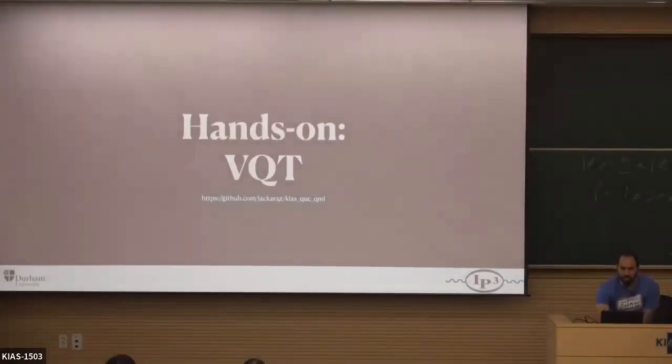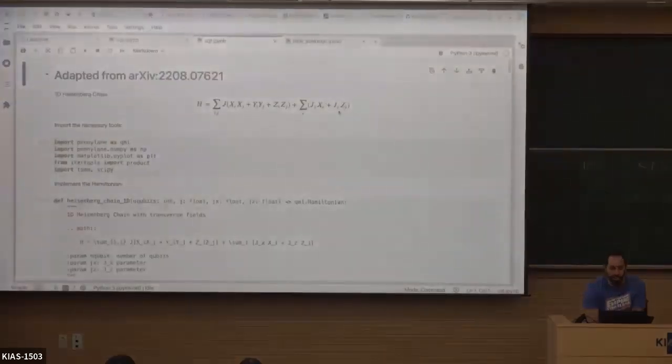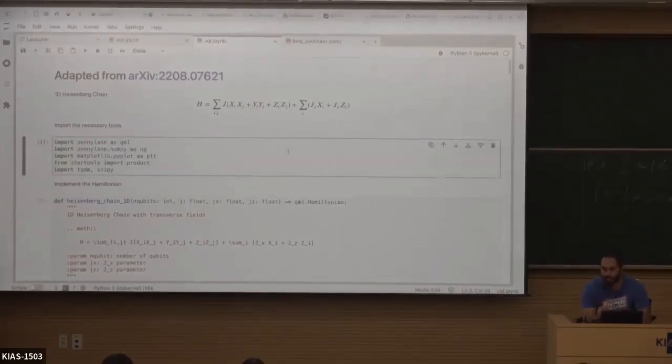Let's go to the hands-on section. Please, in the notebooks, open the VQT example, and I'm already giving you the paper over here. As you can see, it's last year's paper, so it's very recent. This is a big current research area, and it's one of my favorite papers, actually. I really like this one. It's not my paper, unfortunately.